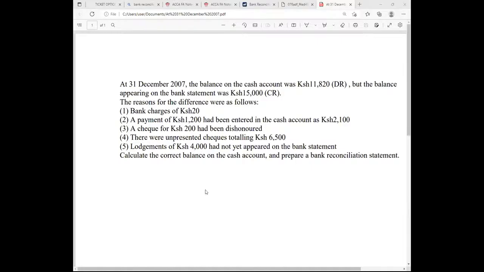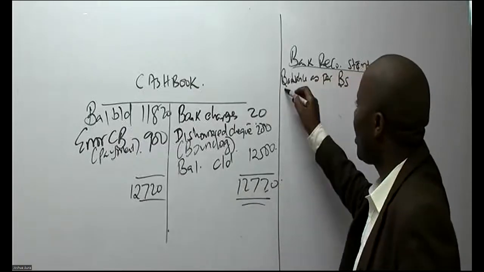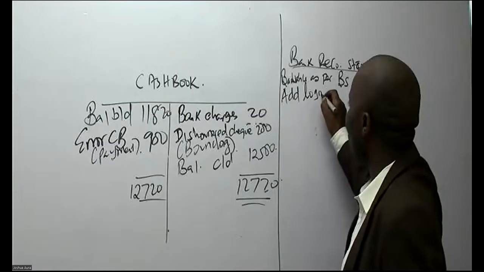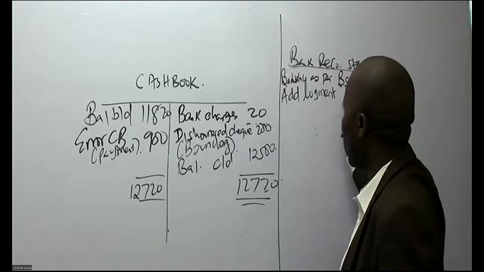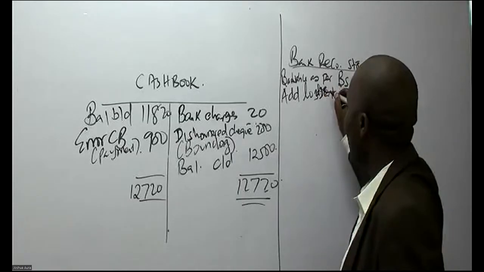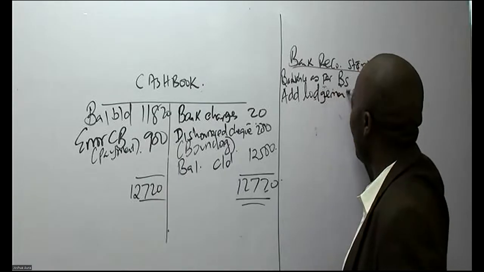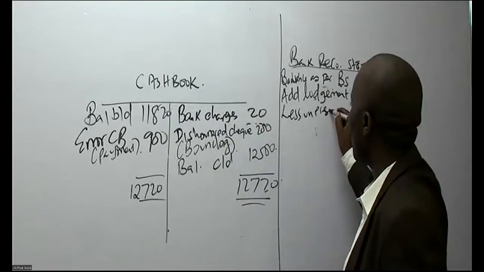15,000. Now, ladies and gentlemen, after that, the next thing that I'm supposed to be doing here, I know straight away, once I have this figure, I know what I'm supposed to be thinking about. I'll come here and add any unrecorded lodgements. Any unrecorded lodgement will be added here, and then we less any unpresented checks.